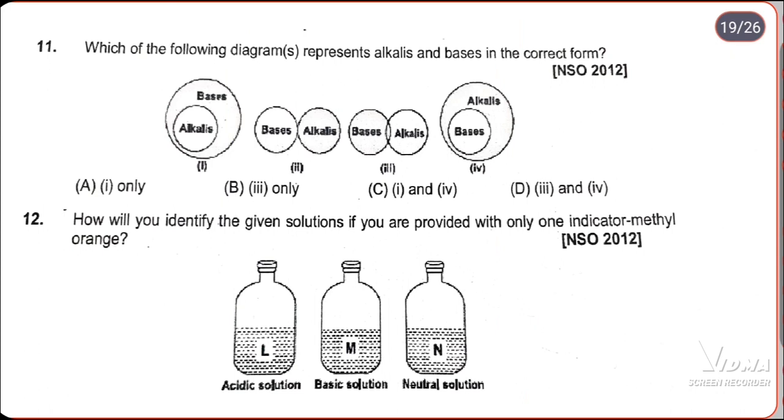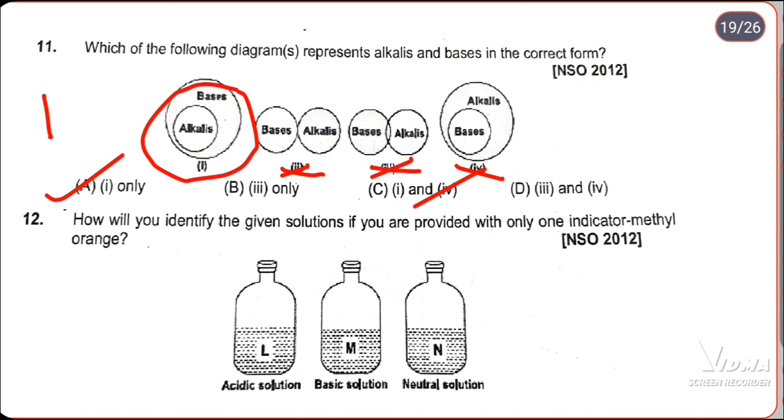So all the bases are alkalis. First one is true. Bases and alkalis, this is wrong. Second is wrong. Bases and alkalis means some bases are alkali and some alkalis are basic. Third is also wrong. And all the alkalis are bases but all bases are not alkali. This is also wrong. So the correct answer is option number 1. So the correct answer is option A, 1 only.